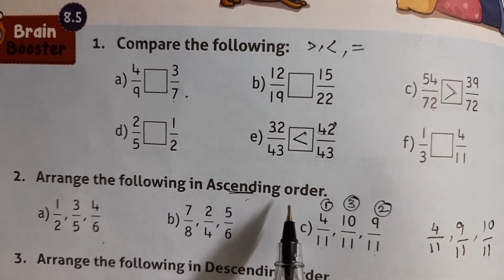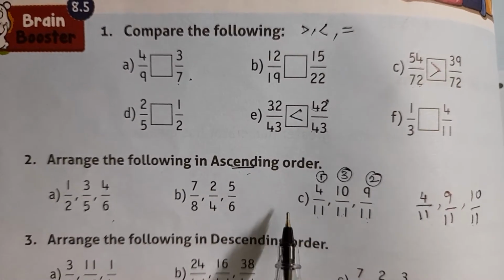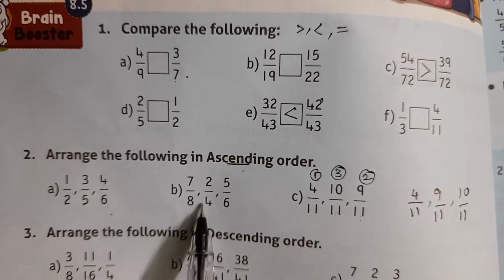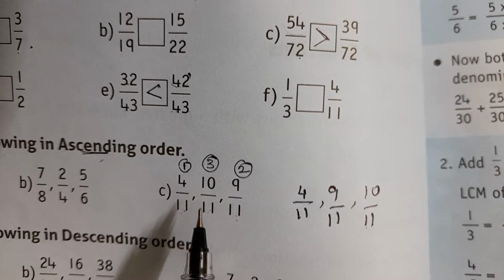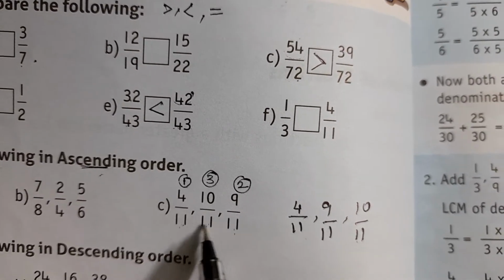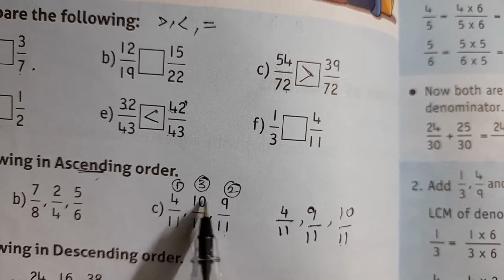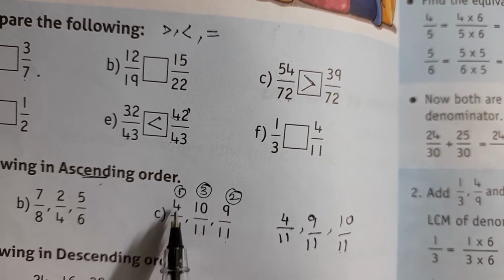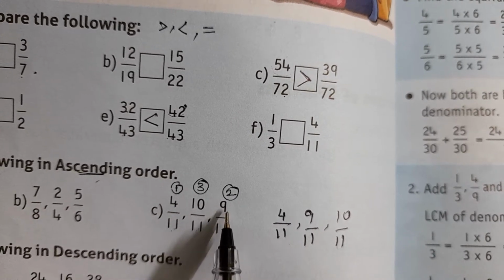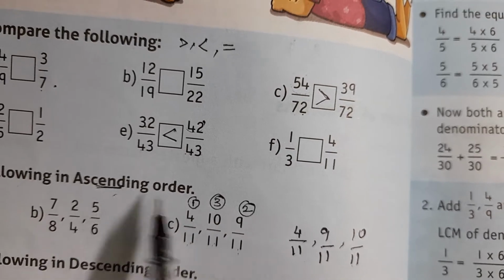Arrange the following in ascending order. Children, here three sums are given. In that we see two are unlike fractions and one is like fraction. So when it is like fraction, we can directly take the numerators and compare, because all the like fractions are there. So only the numerators, if we arrange, we will get the ascending order.